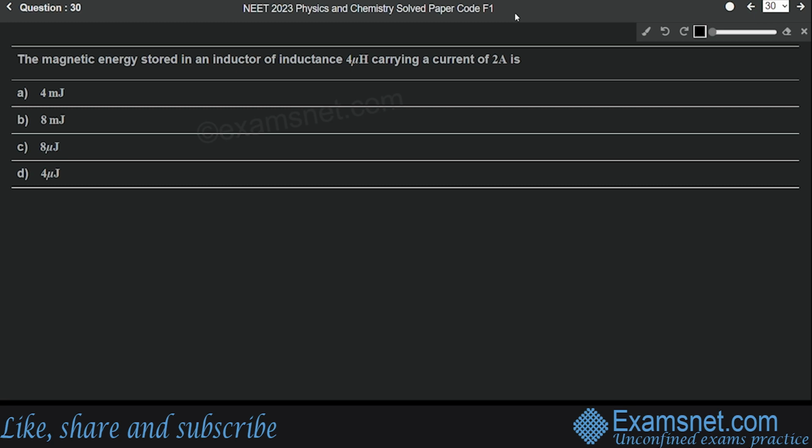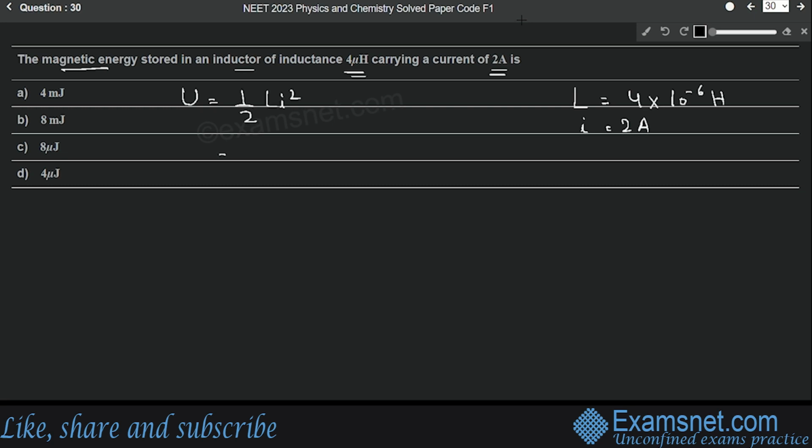Question number 30 is from the chapter Electromagnetic Induction, and the question is, the magnetic energy stored in an inductor of inductance 4 microhenry carrying a current of 2 ampere is. Okay, so the inductance, that is L, is equal to 4 microhenry, that means 4 into 10 to the power minus 6 Henry, right? And the current I is given as 2 ampere. So we have to find out the magnetic energy stored in the inductor. So formula for magnetic energy stored is half Li square.